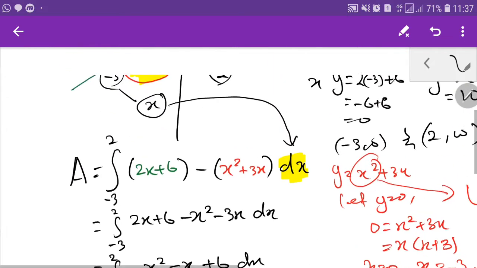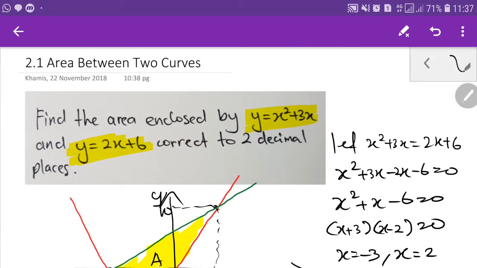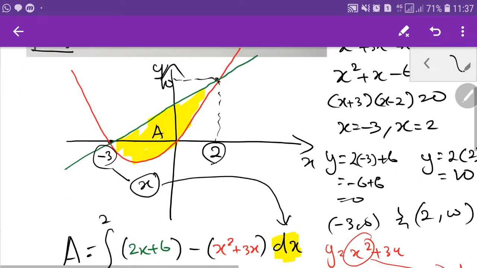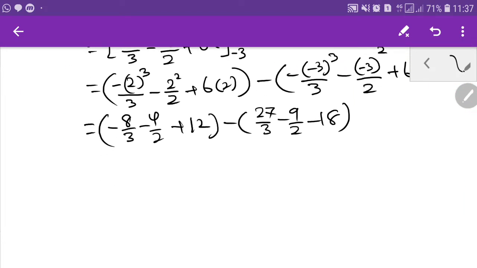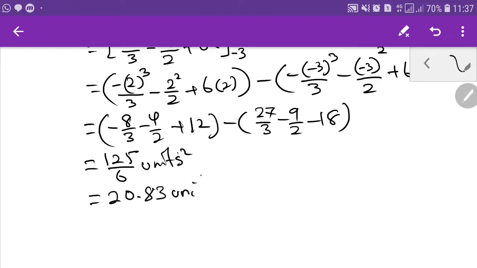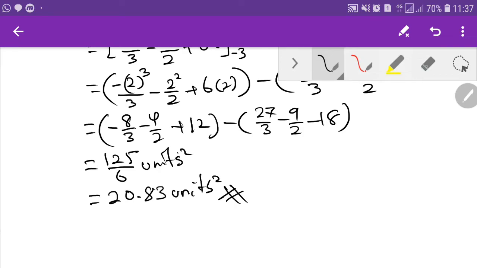Okay, since the question asks for the value correct to 2 decimal places, you can just use your calculator and simplify it further, because if you mental calculate all these, you will have 125 over 6 units square. But since the question wants the answer to be in 2 decimal places, you have to write it 20.83 units square. So you have to be careful whether the question asks decimal place or exact value.